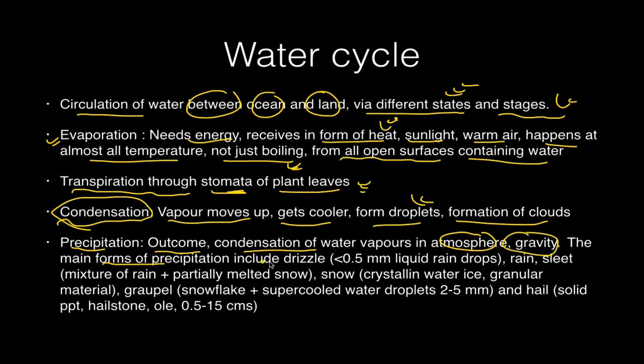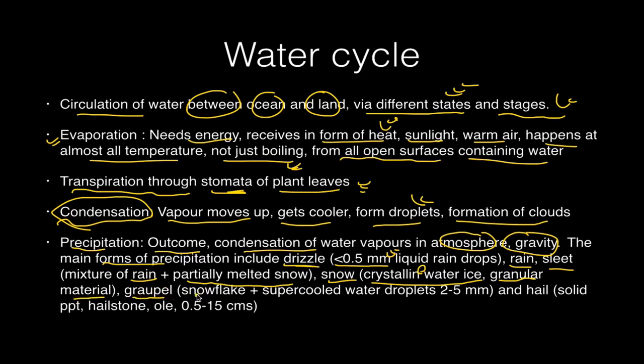Now main forms of precipitation include drizzle. Drizzle is a form of rain, but the size of liquid raindrops is less than 0.5 mm. Rain is more than 0.5 mm. Sleet is a mixture of rain plus partially melted snow. Snow is crystalline water ice. It is granular material, it has many granules if you feel it in your hand.